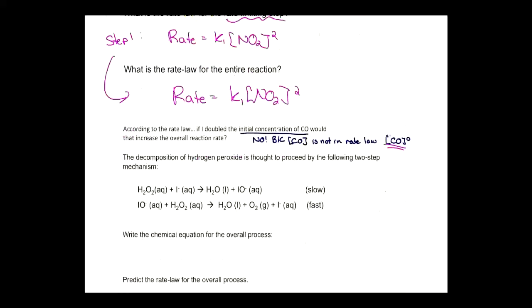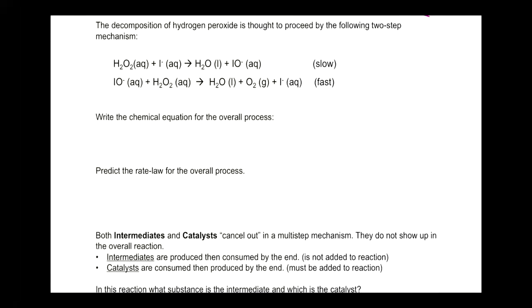Okay, let's do one more. Here is a two-step decomposition of hydrogen peroxide. It follows a two-step mechanism. Slow step is the first step again. Let's get the overall chemical reaction. We're going to add these two reactions up. It's a little bit more complicated than our last one, so we have to be careful. What things cancel out of this reaction? What things show up on both the reactant and product side?